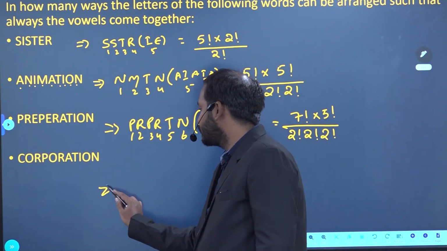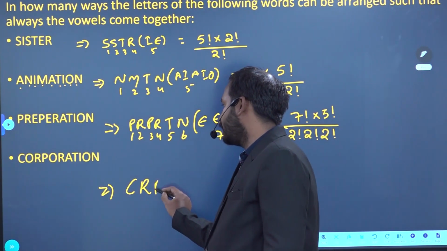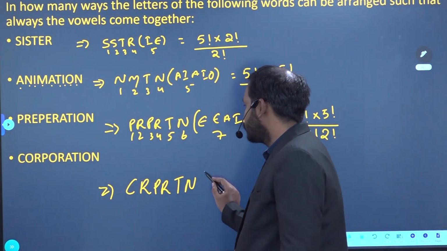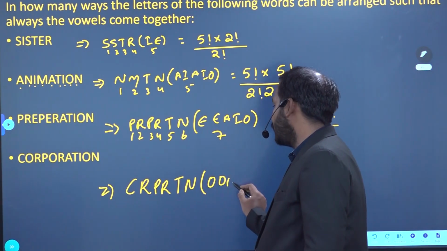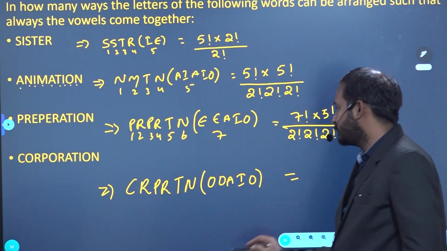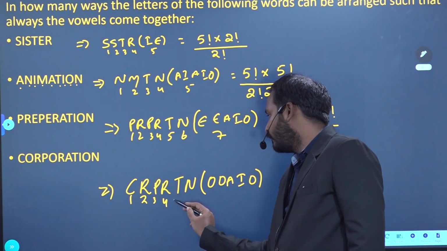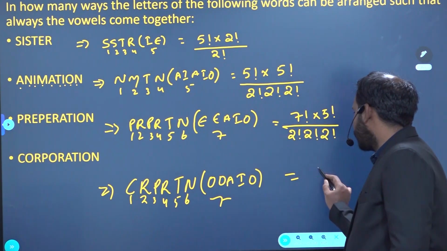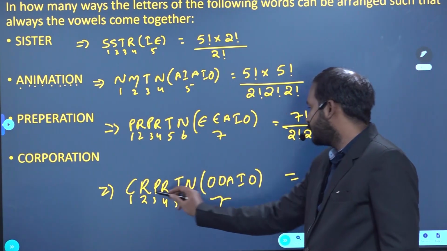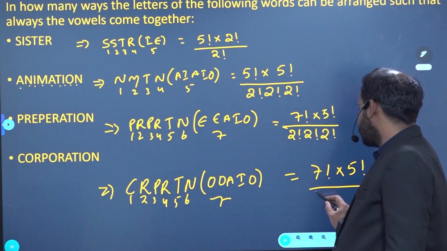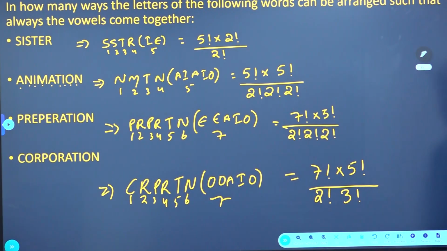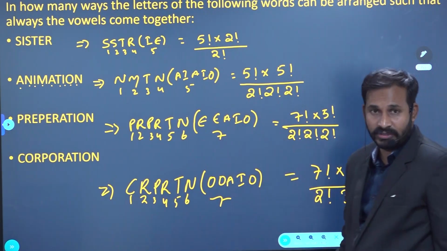What you will get for corporation? C, R, P, R, T, N. So what I have here? O, O, A, I, O. So now what happens to this? 1, 2, 3, 4, 5, 6, 7. Okay, 7 factorial into, these are 5 in number, so 5 factorial, by repetition. R was there for 2 times, so 2 factorial. O was there for 3 times, so 3 factorial. So this is the process.